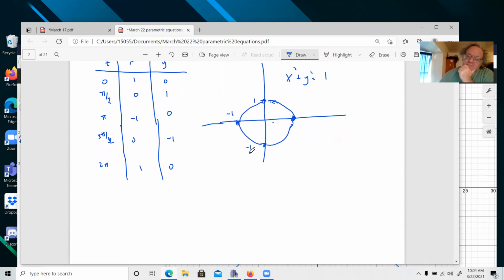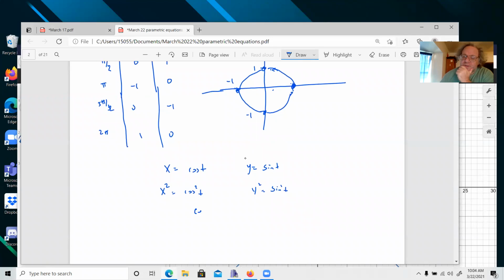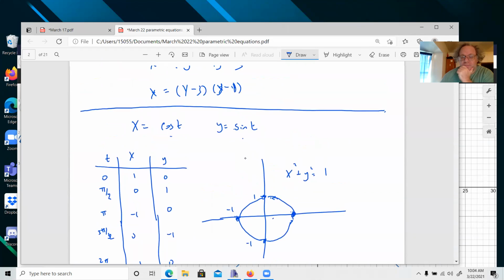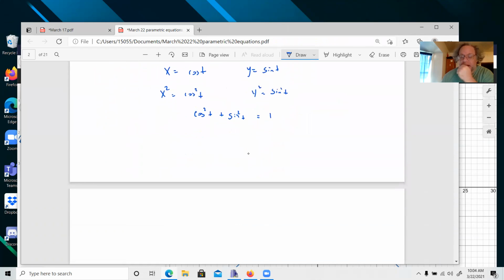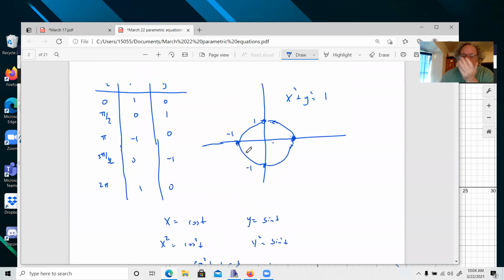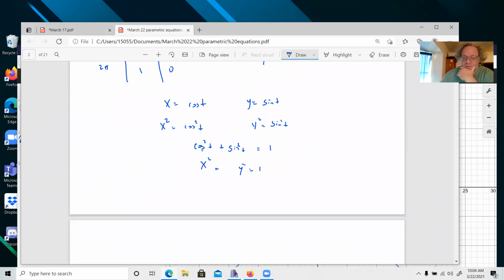Well, if x is equal to cosine t, x squared must equal cosine squared t. y equals sine t, so y squared must equal sine squared t. And then we have cosine squared t plus sine squared t is equal to 1, right? That's our parametric equation here. So we say x squared plus y squared is equal to 1. That's pretty much the tool for turning this into an x and a y.